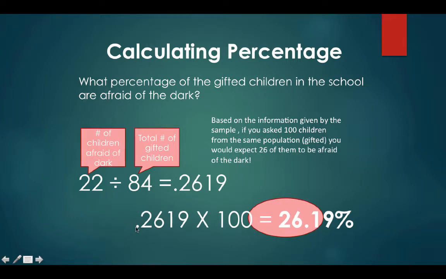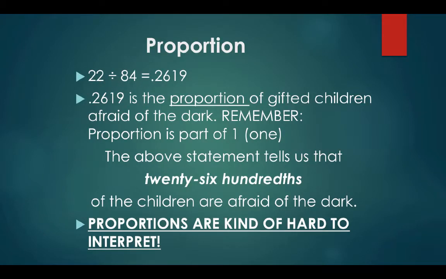You're always just going to move the decimal place 2 places to the right. Okay. Based on the information given by the sample, if you ask 100 children from the same population, gifted, you would expect 26 of them to be afraid of the dark. Proportion. Okay. So 22 divided by 84 is 0.2619. 0.2619 is the proportion of gifted children afraid of the dark. So remember, a proportion is a part of 1. The above statement tells us that 26/100ths of the children are afraid of the dark.